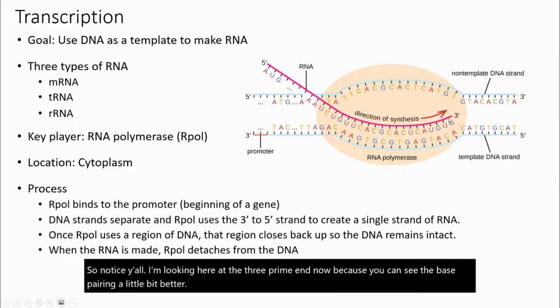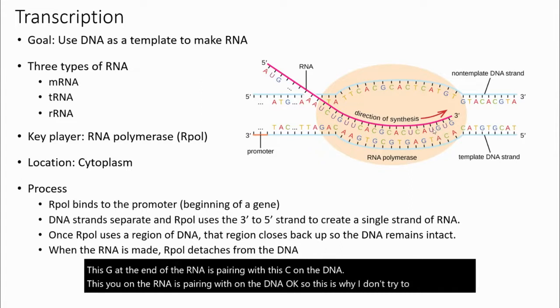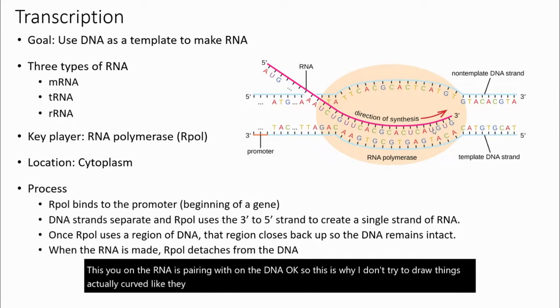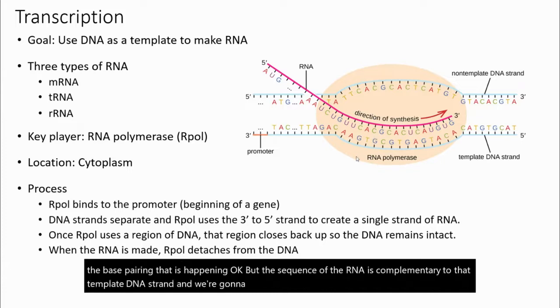This G at the end of the RNA is pairing with this C on the DNA. This U on the RNA is pairing with that A on the DNA. This is why I don't try to draw things actually curved like they happen, because sometimes you have to look at an angle to see the base pairing that is happening. But the sequence of the RNA is complementary to that template DNA strand. And we're going to show this on the next slide when we apply what you're learning.